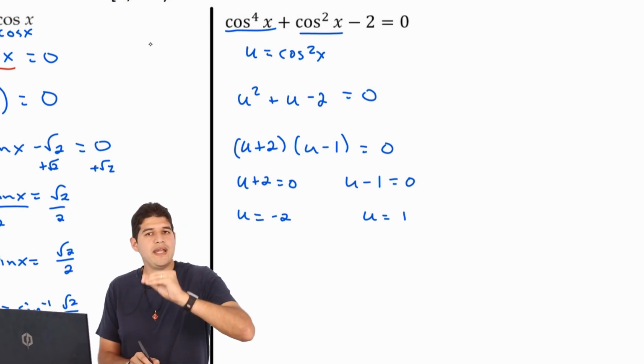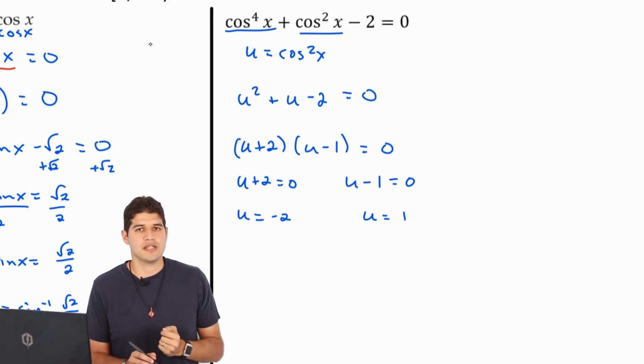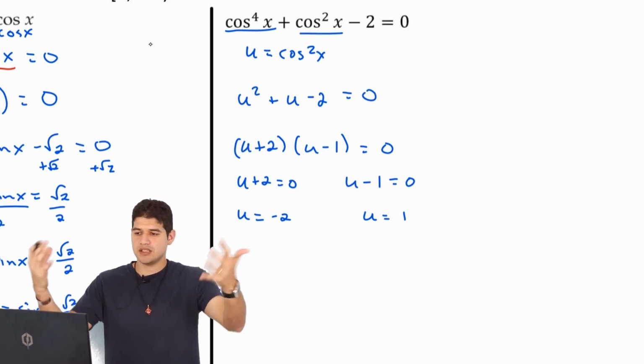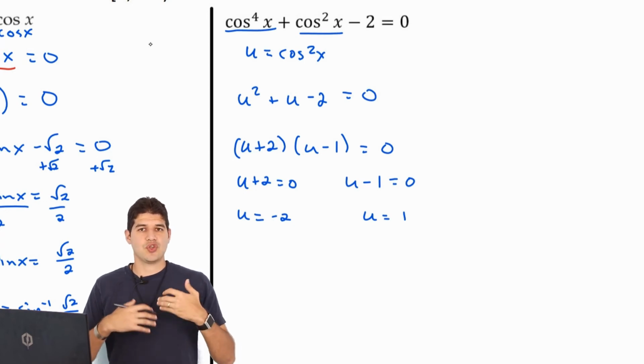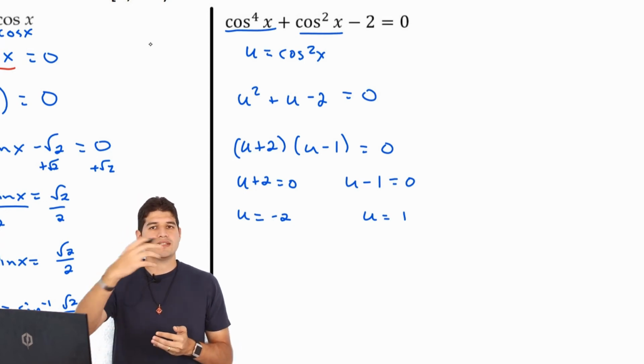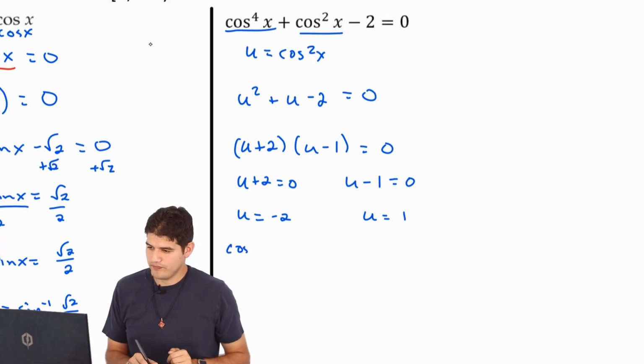Now, we made a substitution for u. We said u was cosine squared of x, just to make it a little bit easier for us to work with. So now that we've gotten it down to here, just to solve for u, we want to bring that substitution back. So cosine squared of x is equal to -2, and cosine squared of x is equal to 1.